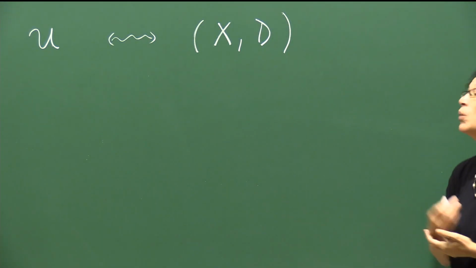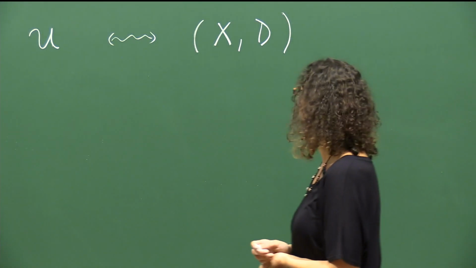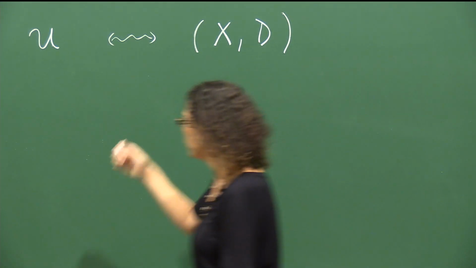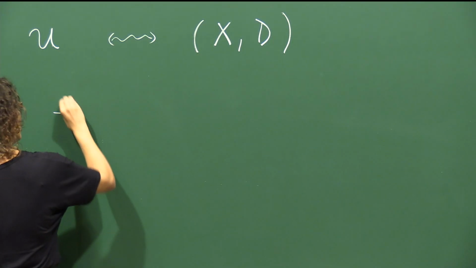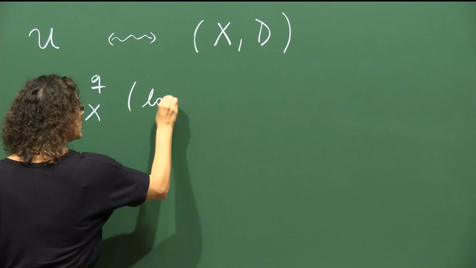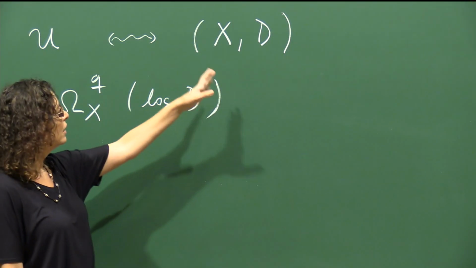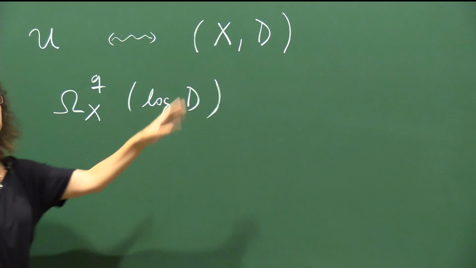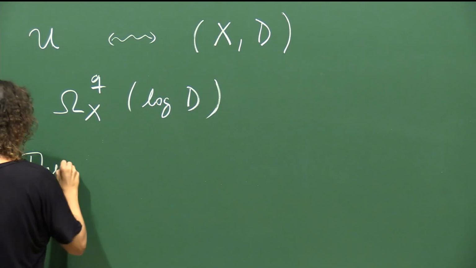And so probably this is one of the first occurrences of pairs in algebraic geometry. And then the way that Iitaka proposed is to look at the sheaf of logarithmic differential forms. So this is the sheaf of differential forms that have a logarithmic pole along D. And then he studied these sheaves, and he proved this very nice theorem.